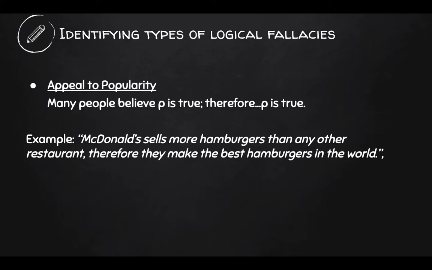Now we're going to talk about the different types of logical fallacies that exist. For this section, what you're going to need to do is be able to isolate certain pieces of these arguments so that you can label whether it's an appeal to popularity or so on and so forth. There are 10 of them. You're going to need to know 8 of them really, really well.